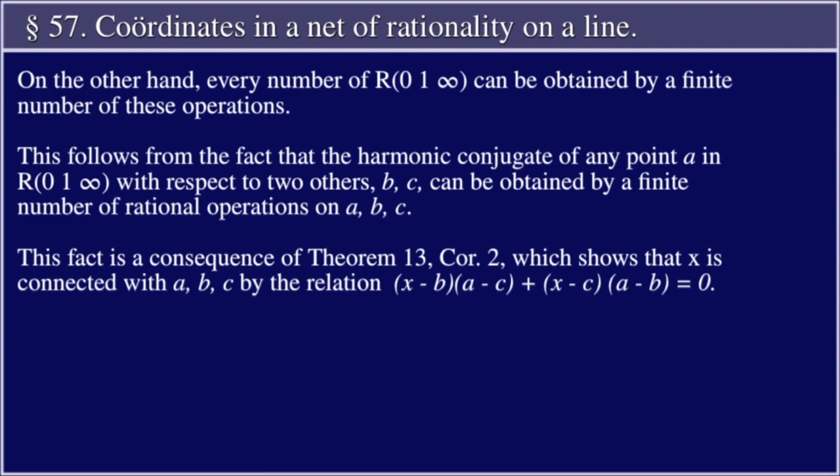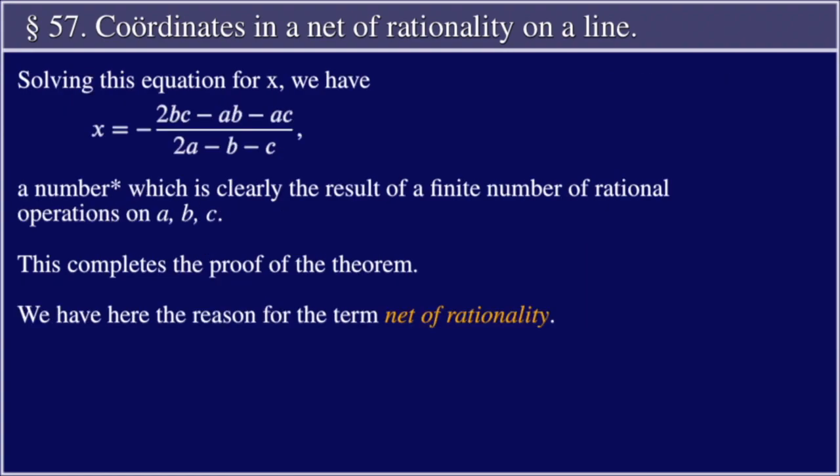This fact is a consequence of Theorem 13, Corollary 2, which shows that x is connected with a, b, c by the relation (x minus b) times (a minus c) plus (x minus c) times (a minus b) is equal to 0. Solving this equation for x, we have x is equal to (2bc minus ab minus ac) all divided by (2a minus b minus c), a number which is clearly the result of a finite number of rational operations on a, b, c. This completes the proof of the theorem.